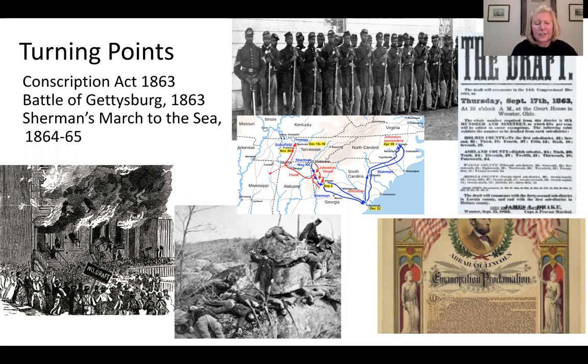And so in 1863, Lincoln begins a draft. And that draft is going to prove to be incredibly unpopular for one very good reason. You could buy your way out of the draft. So if you were a wealthy person, you paid $300, or you simply found someone and paid them to volunteer on your behalf.